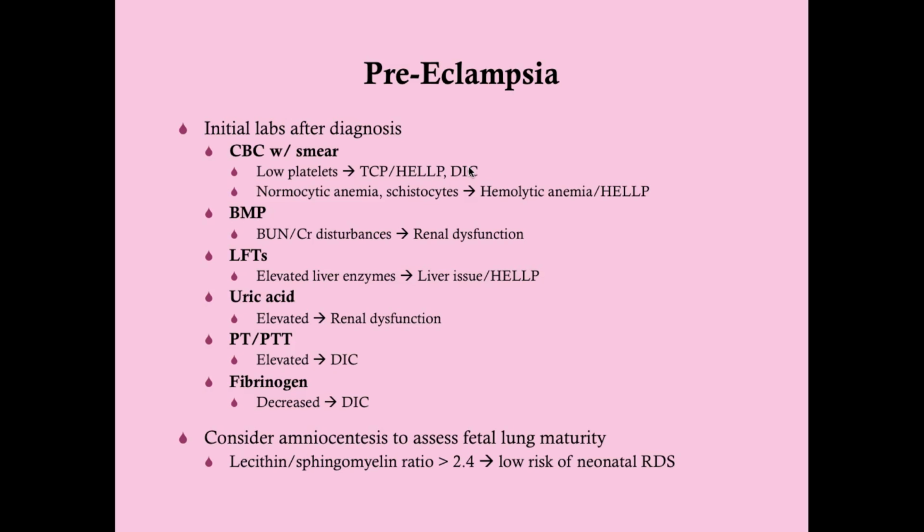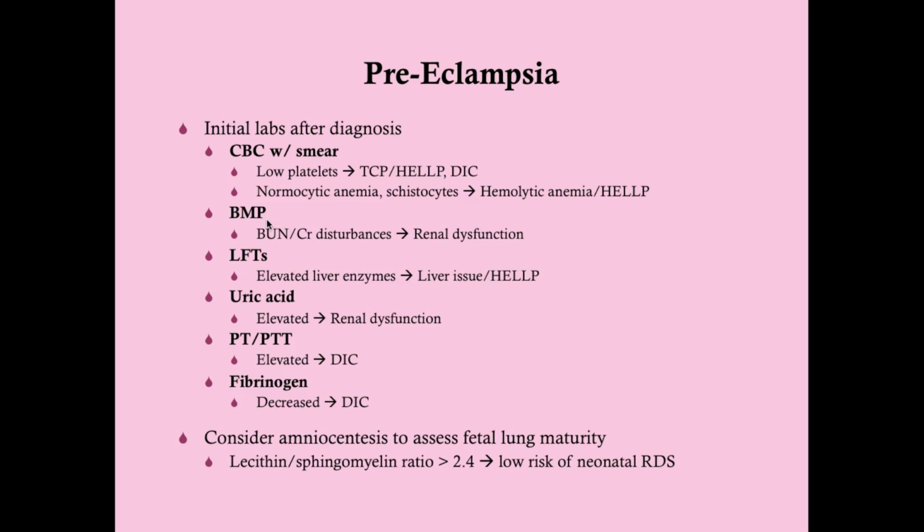It can also tell you if there's DIC going on, another manifestation of the severe preeclampsia. If she's got DIC, she's got severe preeclampsia. Also, normocytic anemia and schistocytes. Normocytic anemia you'd see on CBC. Schistocytes you would see on smear. That points to a hemolytic anemia, which is another of the criteria for HELLP syndrome. HELLP syndrome, in case you forgot, is hemolytic anemia, H, elevated liver enzymes, EL, and low platelets, LP.